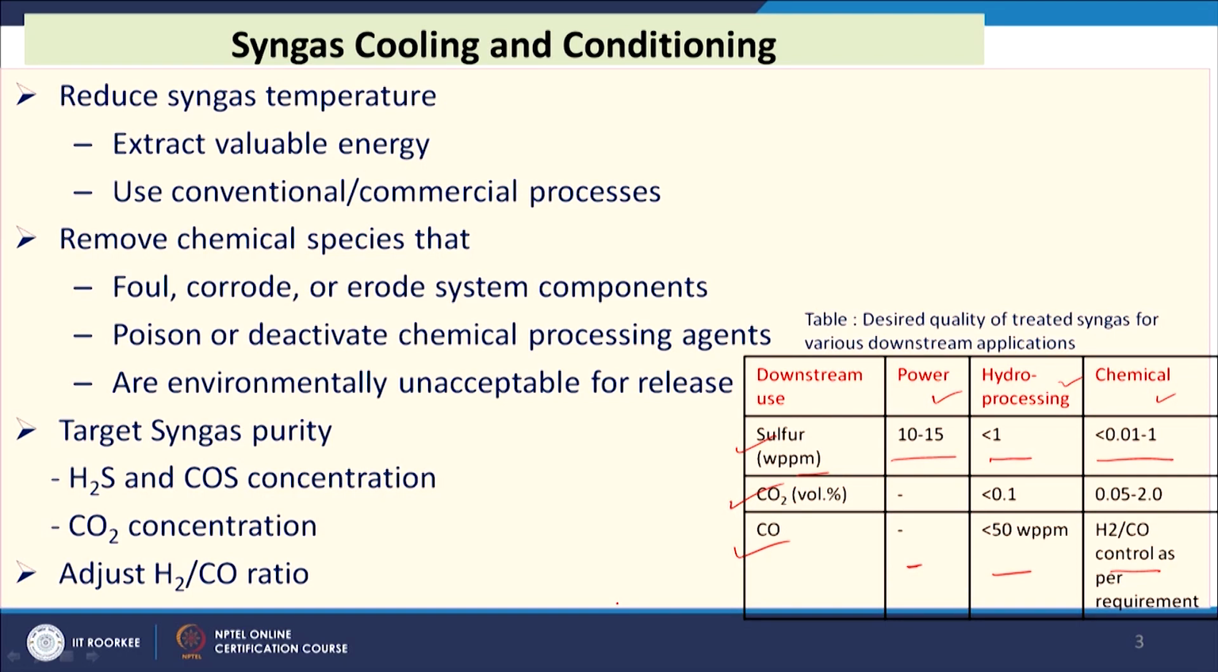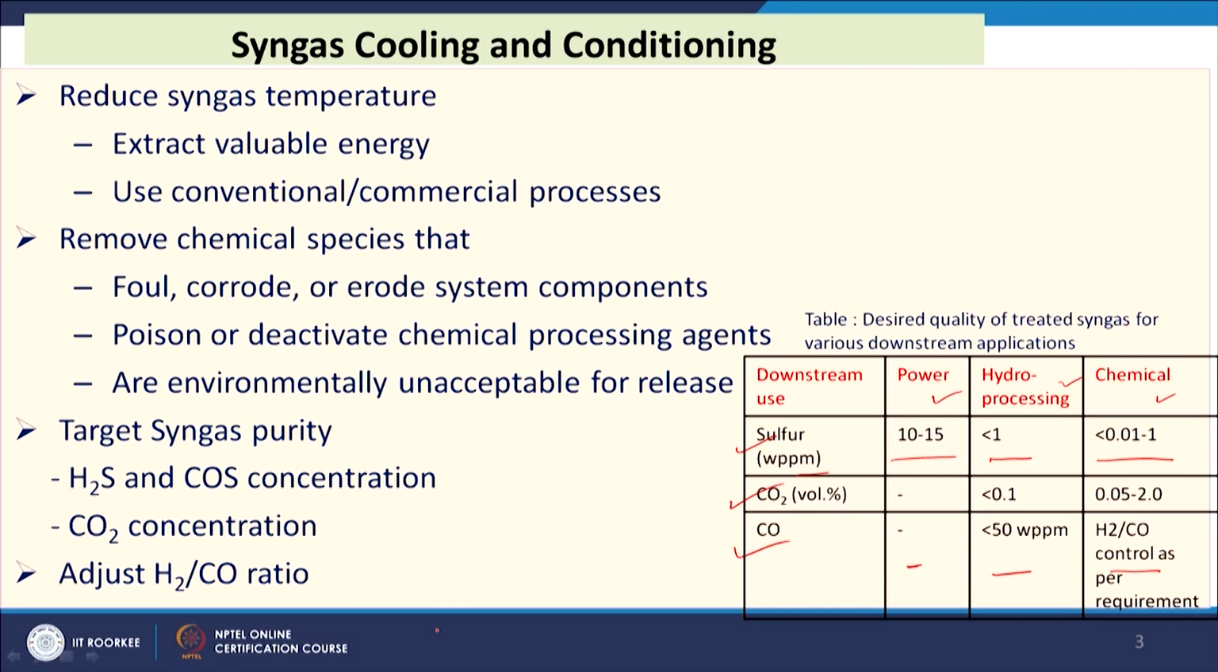That is why in this class we will discuss how we can achieve this target: how the high temperature syngas can be used and cooled to lower temperature, heat recovery can be done, and then the acid gases can be removed to make it suitable for different downstream applications, to remove the pollutants which create problems during processing, and to maintain the H2 to CO ratio. So, we have to reduce the syngas temperature.